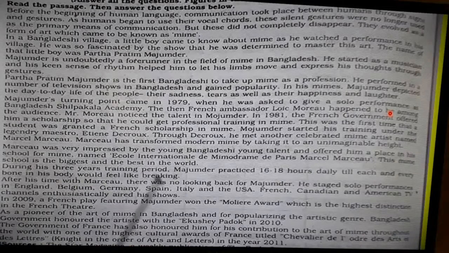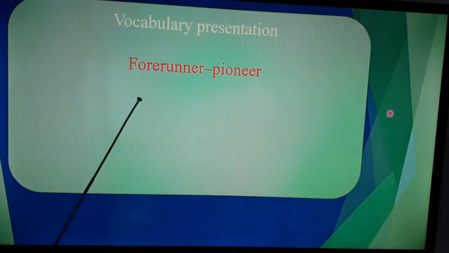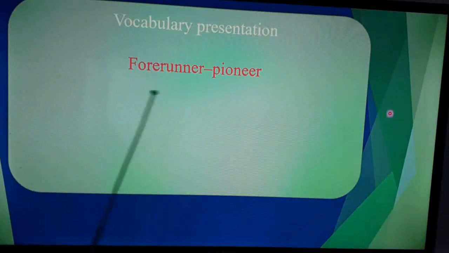So that is all about Pattoprotim Majumdar. Okay, let's see, dear students. Now you have vocabulary presentations. What is the first one? That is forerunner. Forerunner means what? You understand? That is pioneer, the starter, I say, the beginner.